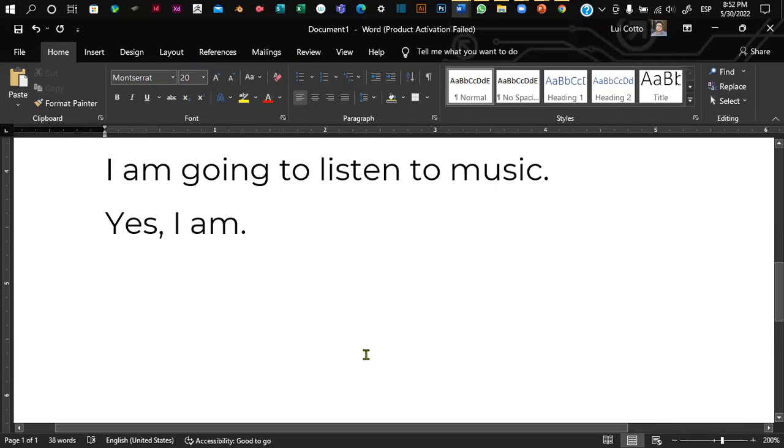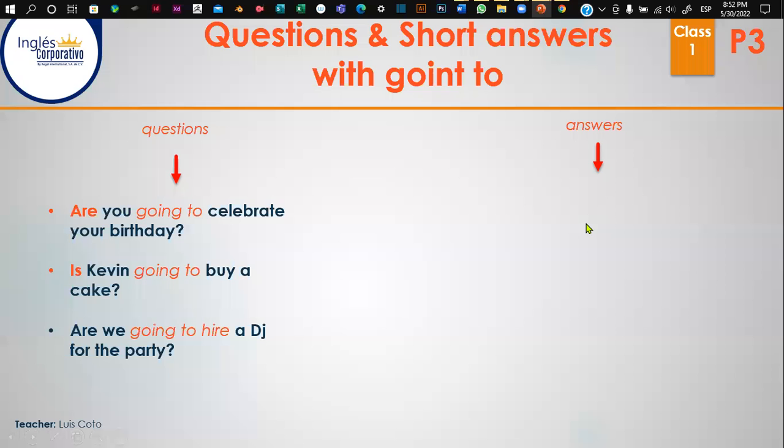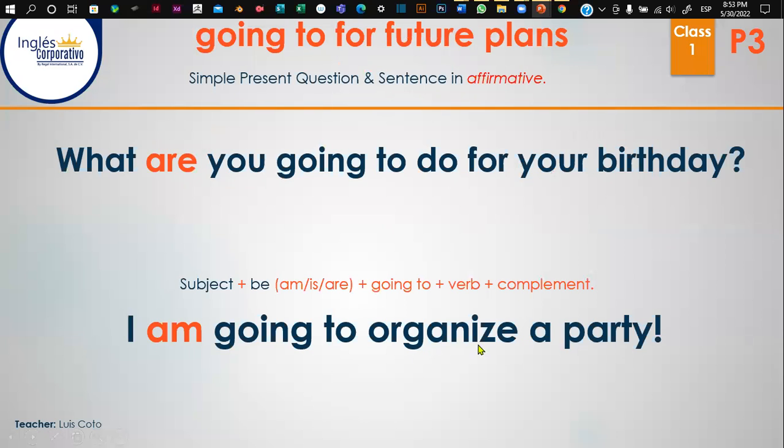If you want to make it longer, yes, I am, and then the other complement. What is the complement in the affirmative? Going to celebrate. The verb, what is the verb that I used in my sentence?